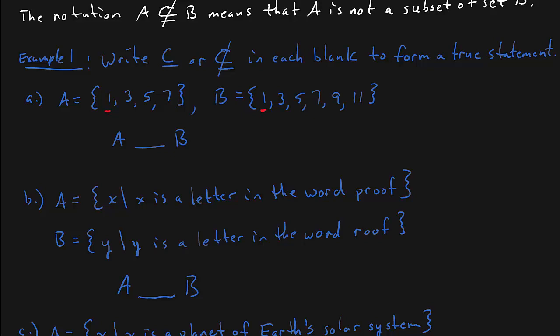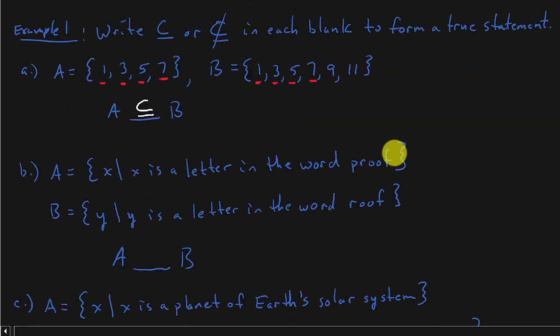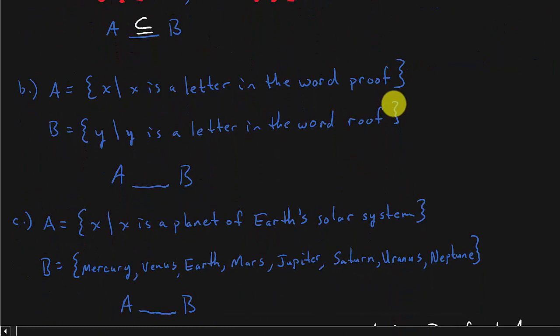All right, and then we have 3 is an element of A, and it's also an element of B. 5 is an element of A, and it's also an element of B. And then we have the element 7, and that's also in B. So you can see every element of A is also in B. So we would say that A is a subset of B. All right. So let's look at part B.